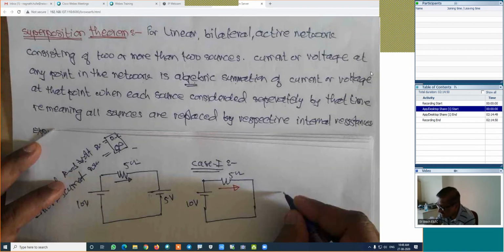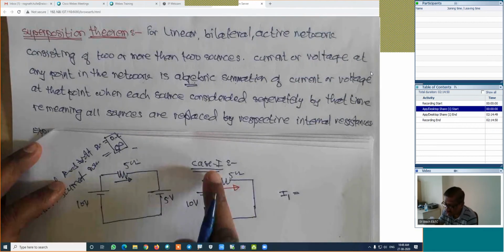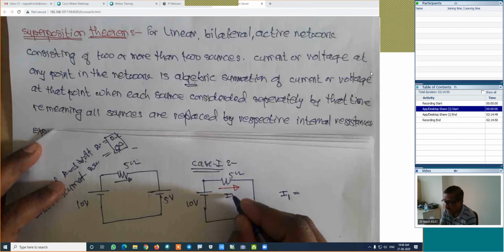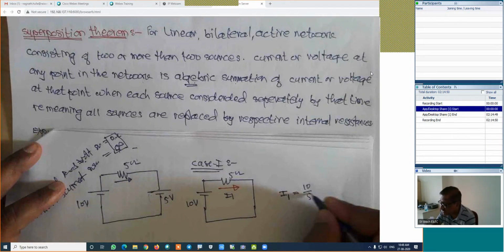Now here in the first case, I will name it as I1. Current in the 5 ohm resistance for the first case, that is for the 10 volt source, I will name it as I1. Is this current I1? Then how much is the value of I1? Total voltage divided by total resistance, that is 10 by 5, that is 2 ampere is the current.